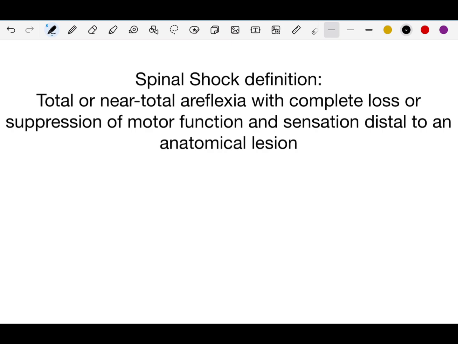First things first here, I think it's very helpful to just discuss the basic definitions. So the definition of spinal shock is that it is total or near total areflexia with complete loss or suppression of motor function and sensation distal to an anatomical lesion. So that was a mouthful, but here's the very basic way I think it's helpful to think about it. You have your spinal cord, you have an injury to the spinal cord, and you have basically lost all your neurologic function below that lesion. So that's muscle movement, sensation, and then of course reflexes.